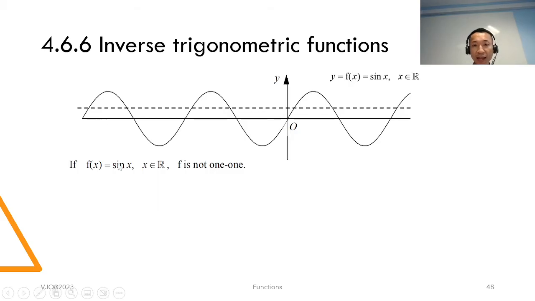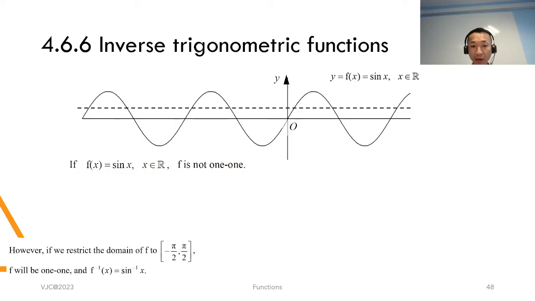If you look at the sine graph like that, f(x) = sine x as a function is not one-to-one. Therefore, the inverse doesn't exist. Agree? Because if you draw a horizontal line across here, it will intersect at many points. So it is not a one-to-one function. Therefore, f inverse doesn't exist. Sine inverse doesn't even exist.